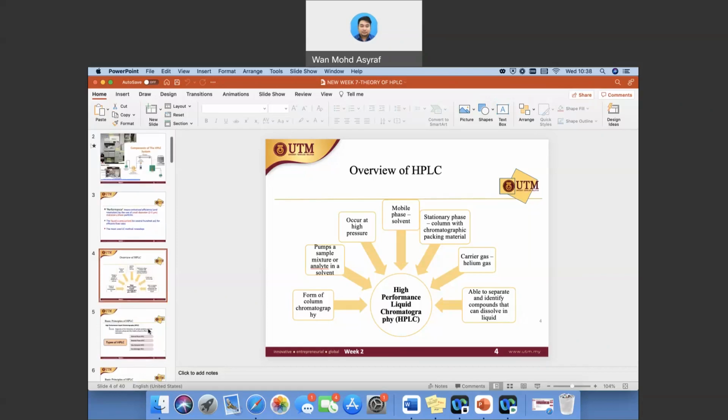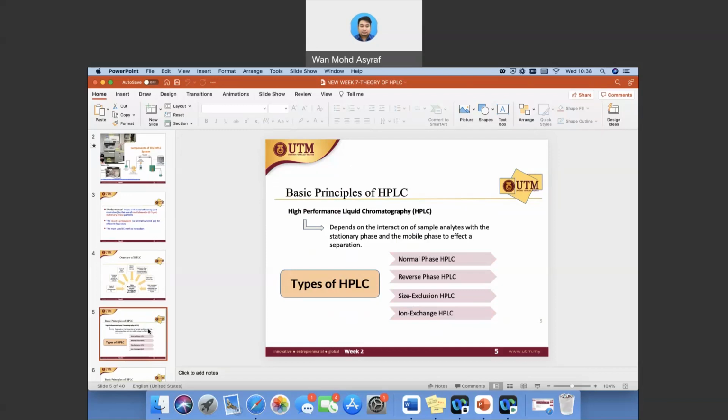So the basic principle of HPLC is the same principle as what we have learned before in terms of the chromatographic principles. It also applies the mobile and stationary phase, but for HPLC there is some more additional information to it. So HPLC, high performance liquid chromatography, depends on the interaction of the analytes with the stationary phase and the mobile phase to create a separation, which is the same as what we have learned before.